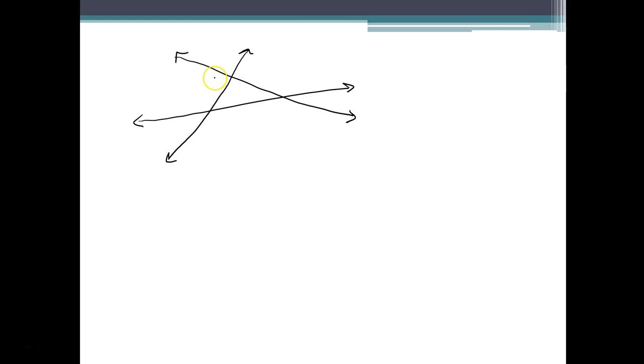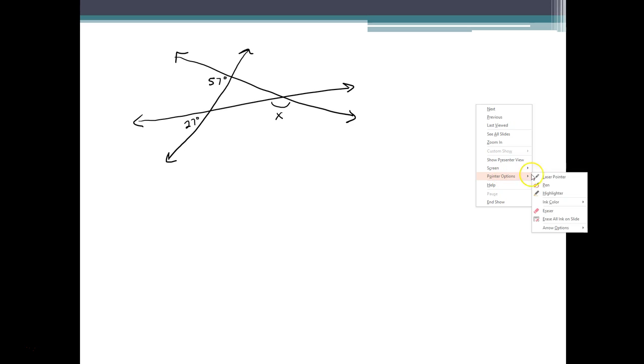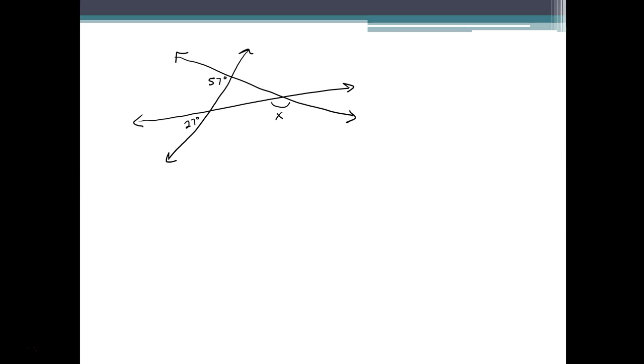You might start with something like this, where they tell you, okay, this angle is 57 degrees, this angle is 27 degrees, find this angle here. All right, let me pick a different color. That way later you'll be able to see different color in there. Start filling in what you know. You can't immediately go to X because you don't have enough information yet.